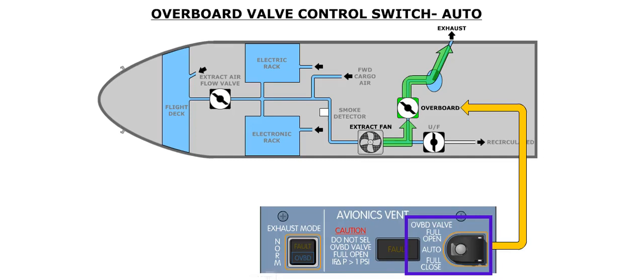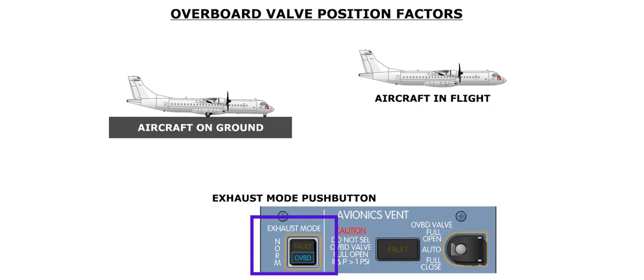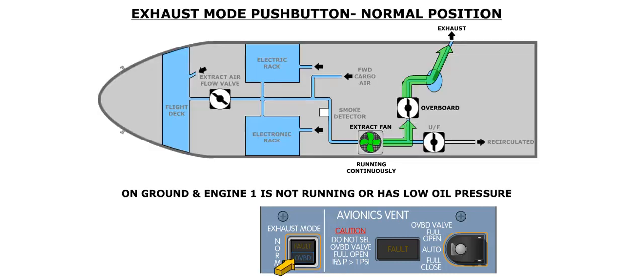If the overboard valve control switch is in the auto position, the position of the overboard valve is a function of the exhaust mode push button, and whether the aircraft is on the ground or in flight. If the exhaust mode push button is pressed in, and the overboard valve control switch is in the auto position, the overboard valve will be fully open, and the underfloor valve will be fully closed.